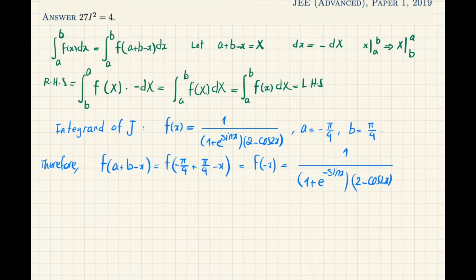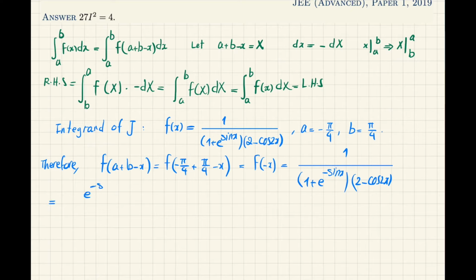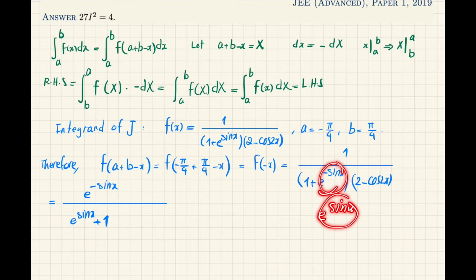But I want to manipulate it a little bit. I want to rescale this fraction by e to the power positive sine x, meaning that I will multiply the numerator by this expression. I will also multiply the denominator with the same expression, but only in the first factor instead of the second factor. So then it becomes e to the power minus sine x divided by, this one becomes e to the power positive sine x. The next one becomes 1, because I am multiplying this expression by e to the power positive sine x, so this becomes e to the power 0, which is 1. And then I keep the second one exactly as it is, so it's cosine 2x.